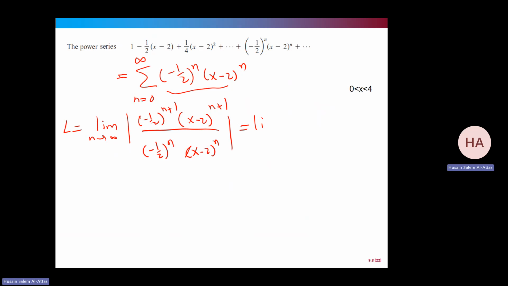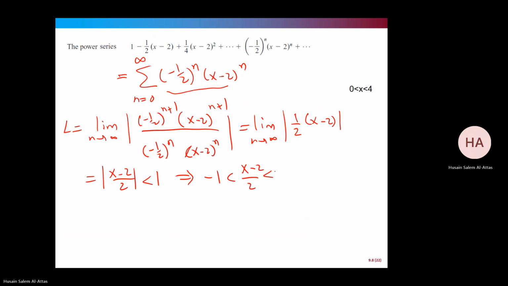So that gives me what? Limit as n goes to infinity, half. Okay, this is what? x minus 2, which is x minus 2 over 2. I want this to be less than 1. So I have absolute value of x minus 2 over 2 less than 1, so x minus 2 between minus 2 and 2. So r equals 2. So x between 0 and 4.